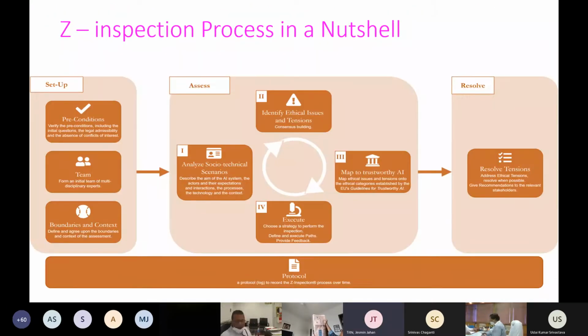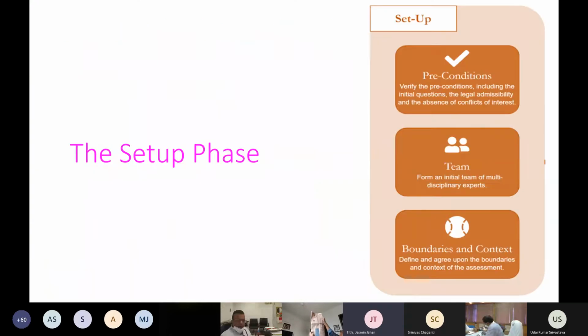Here is the inspection process in a nutshell. It has 3 phases: setup phase, assess phase, and resolve phase. And I'm going to talk about each of those in the coming slides. So let's start with the setup phase.